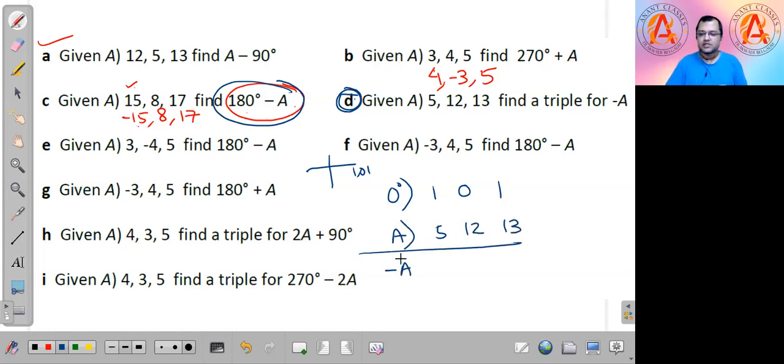So what is minus A? 0 minus A. This will be 5. 5 will remain 5. And here we will get 0 minus 12. That will be minus 12 and 13. So 5, minus 12, 13.